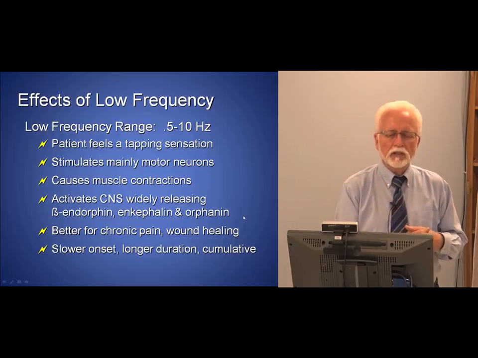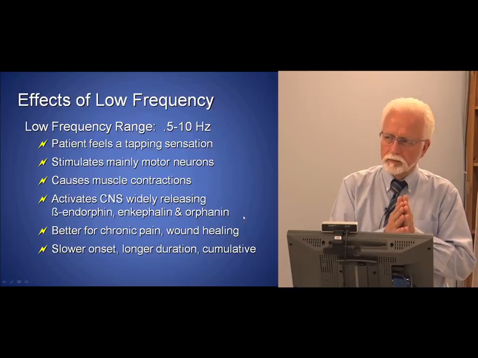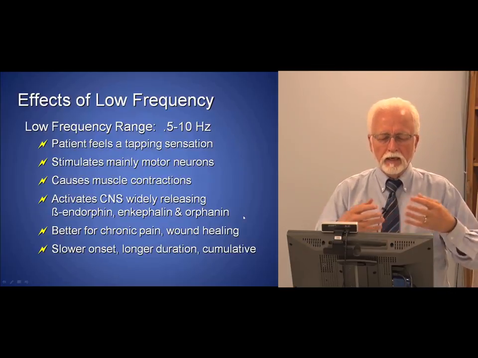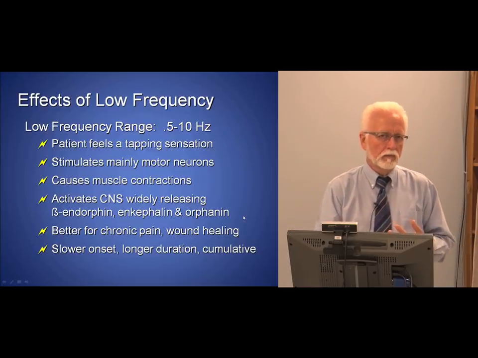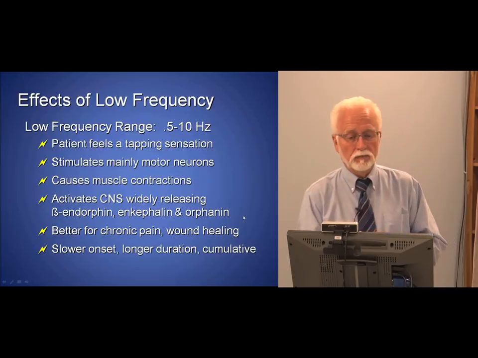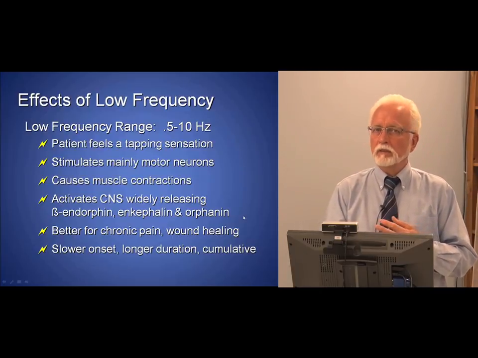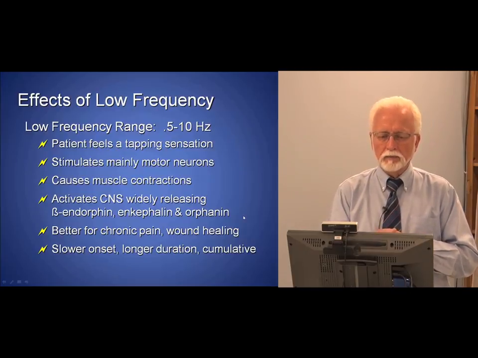Causes muscle contractions, and then what we know from basic research is that this activates the central nervous system, and it causes a release of beta endorphins and enkephalin and orphanin. Very useful for pain control. So low frequency is often used in pain treatments, both chronic and acute. And I use this all the time.